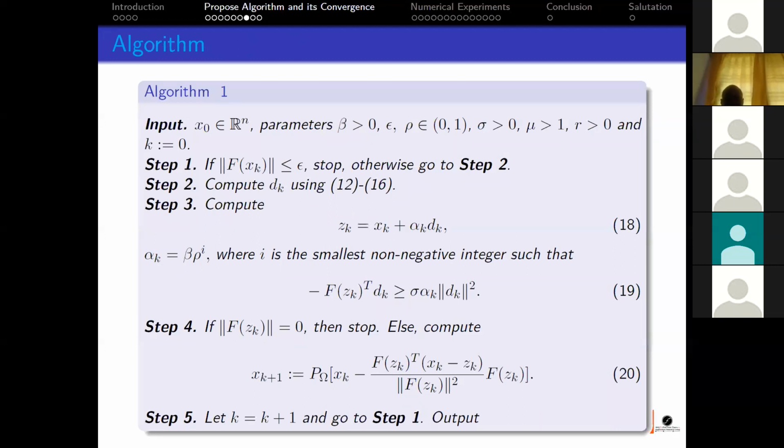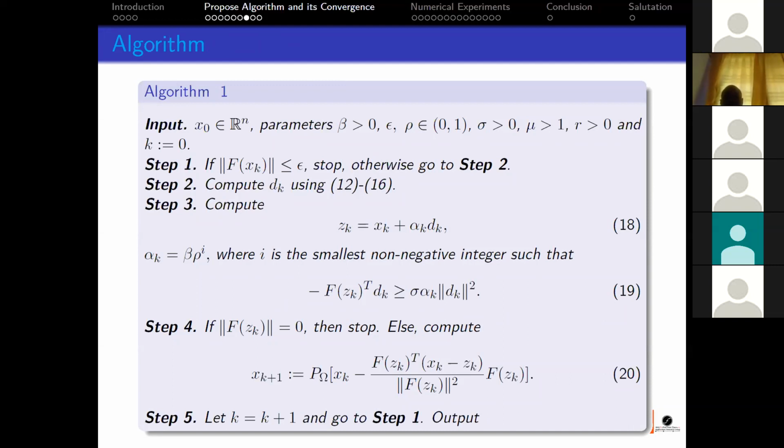x_0 in R^n is supposed to be in Omega, as the case may be. Beta_k greater than 0, and this. So in step 1, we check whether the stopping condition is satisfied. If not, we compute the direction in the next step, step 2.